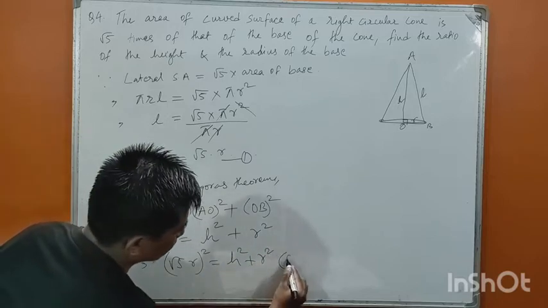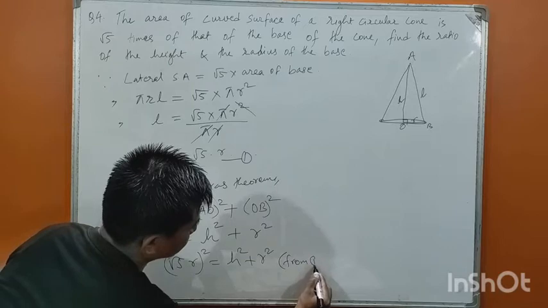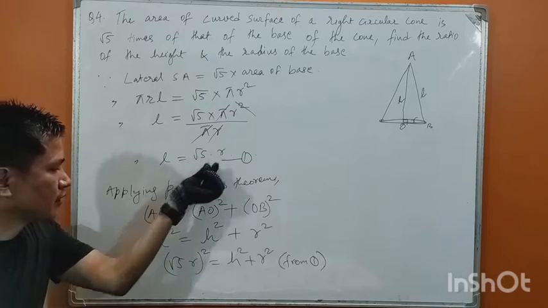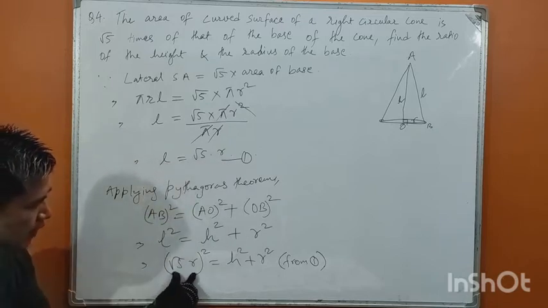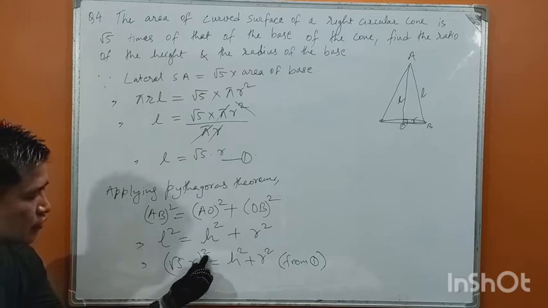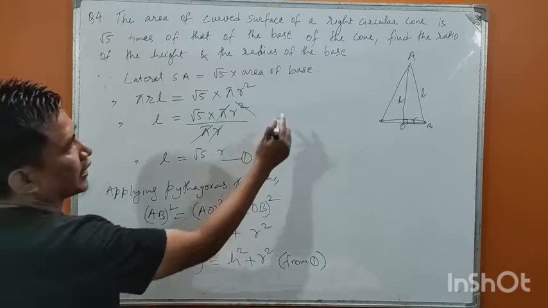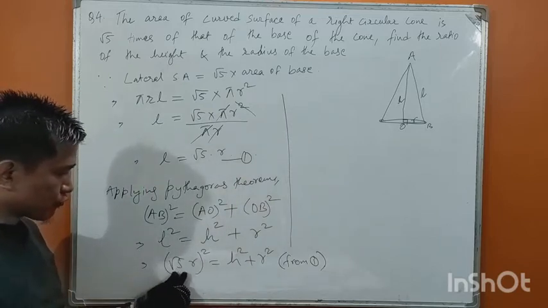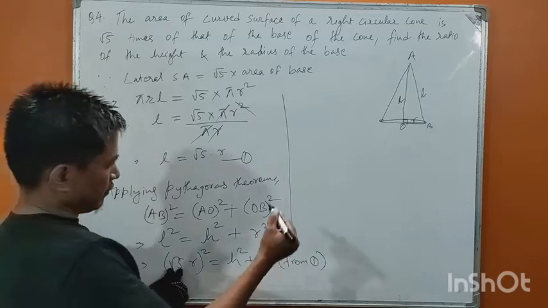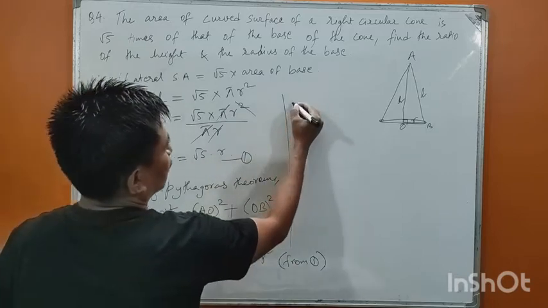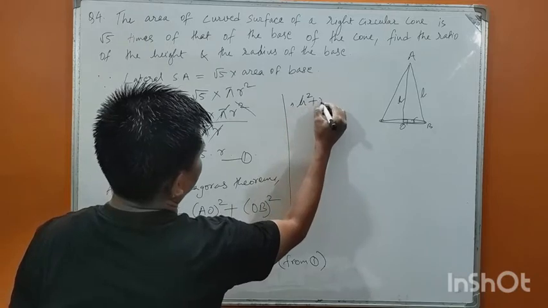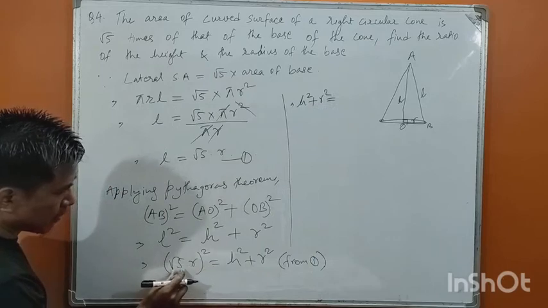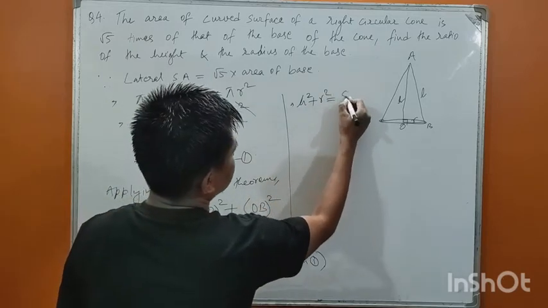Let us write from 1. From 1 we have the value of L equals root 5R. So we put the value of L, root 5R, and L square means root 5R whole square. From here I am going to find the value of H. So root 5 square, this square is for both root 5 and R, isn't it? So root 5 square is 5. Let us write this in the front: H square plus R square equals root 5R whole square, means 5R square.